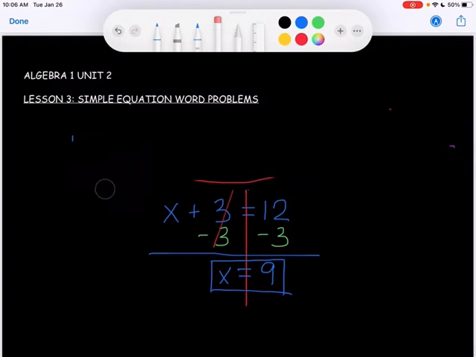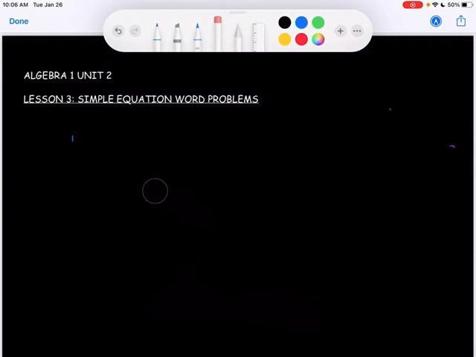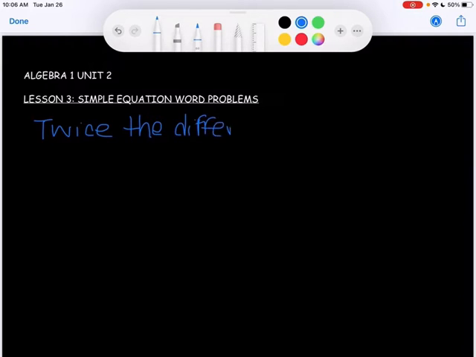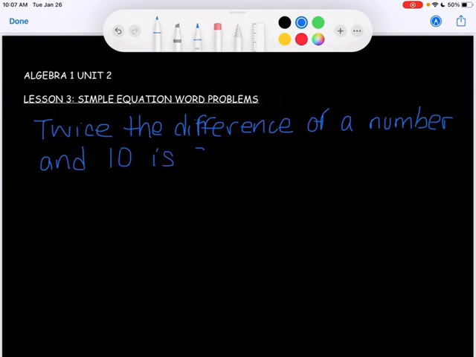Okay, so let's try another one. It says twice the difference of a number and 10 is 8. So twice the difference of a number and 10 is 8. So let's go ahead and diagram this again.